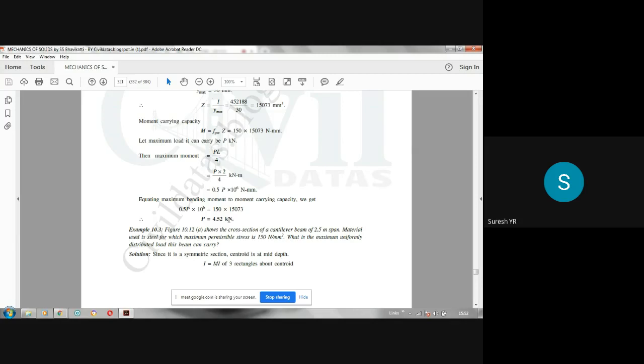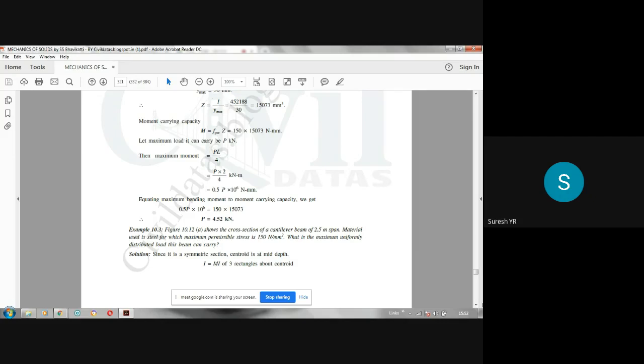Finally, in the answer you can put the load value in kilonewton. But when you are substituting in the formula, you convert into Newton and millimeter and substitute. Then after simplification, you will get the value in Newton; convert that into kilonewton by dividing by 1000. That is it. Okay, so this is another problem.